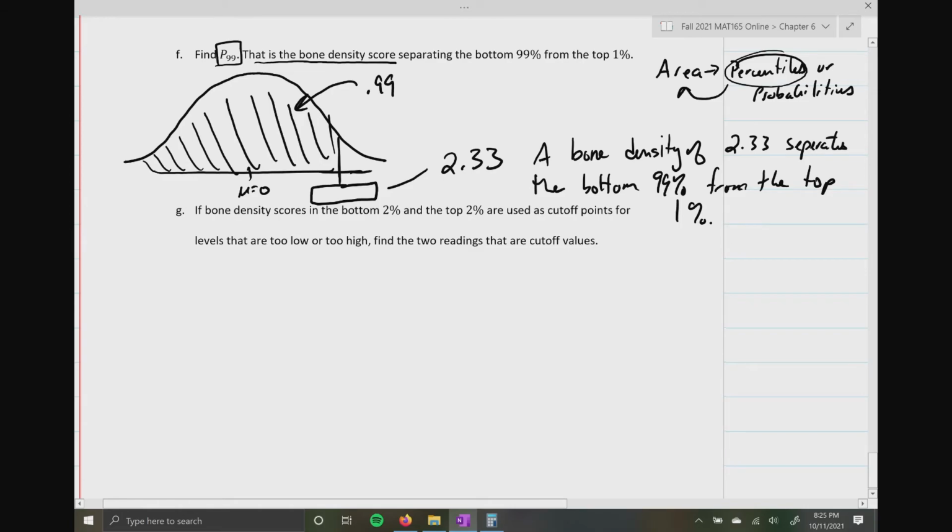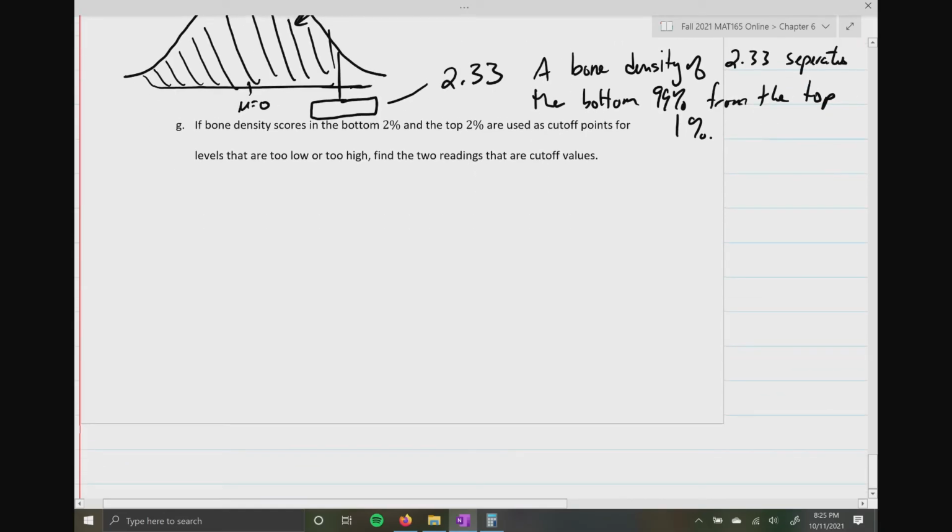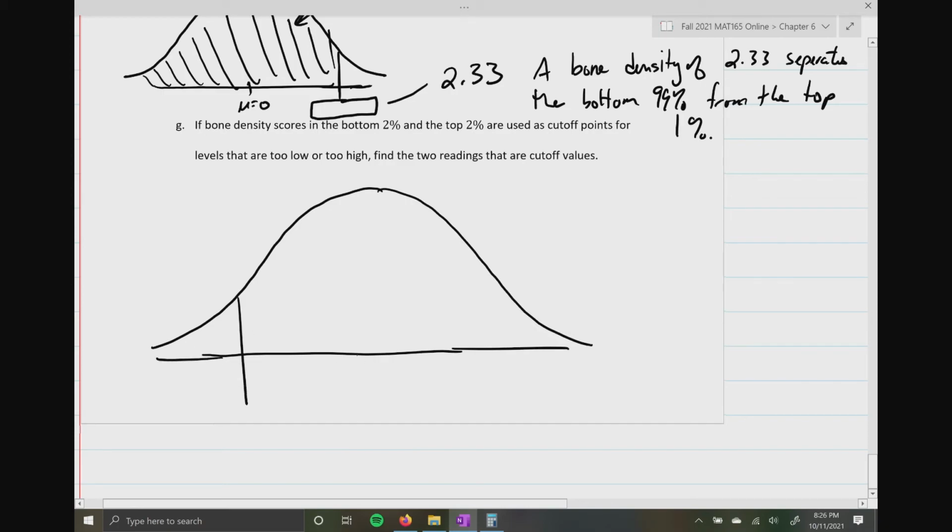So now for part G, because it's not the special case, but it's the only one we didn't do yet today. All right? I'm going to do this using the table and using SALT as well. If bone density scores in the bottom 2% and the top 2% are used as cutoff points for levels that are either too low or too high, find the two readings that are considered cutoff values. In other words, we need to find the bone density scores that separate the bottom 2% and the top 2%. So I draw my normal curve, and we have a too low and a too high cutoff point.